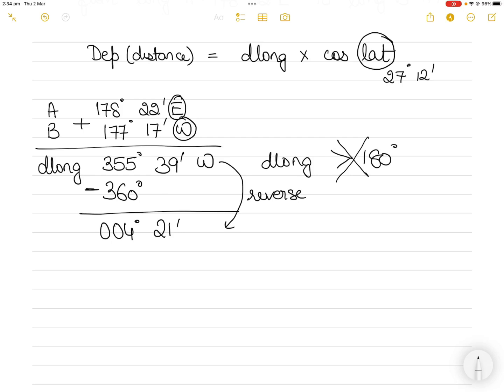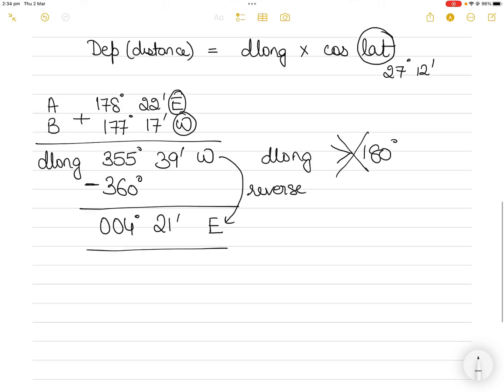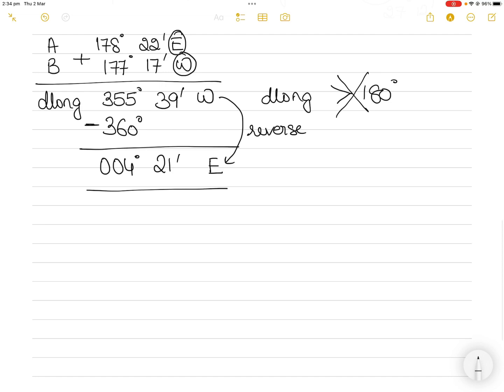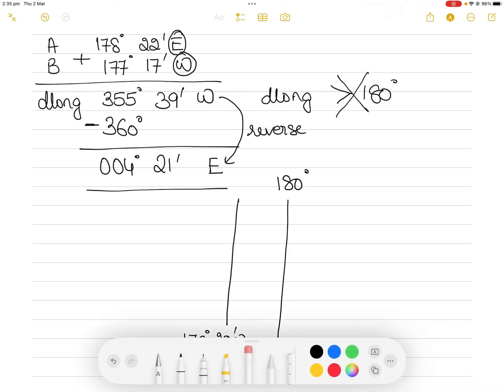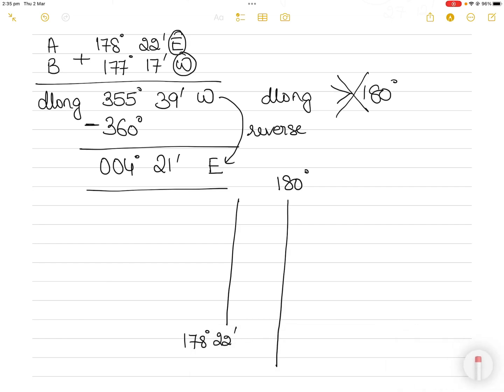Why reverse the notation? Because we are subtracting from 360, that means if we are going from 178 to 177, we have to look at it from the perspective of the anti-meridian, not the prime meridian. So 178 degrees 22 minutes east will be here. When you look at it from the anti-meridian, your east and west change direction. Sorry, this is not west, this is east. So east comes on your left side and west comes on your right side. Otherwise, if you are facing the Greenwich meridian, it is the west that comes on your left side and east comes on your right side.